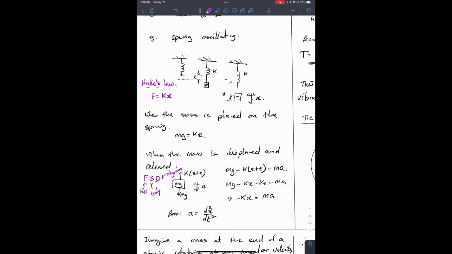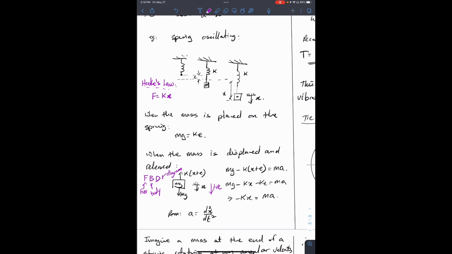Now, just assume our direction of motion is moving down, so we could say moving down is positive. So we could say mg is positive, and because the spring force is acting in the opposite direction to the direction it's moving, we could say it's negative. So it will be minus that force.